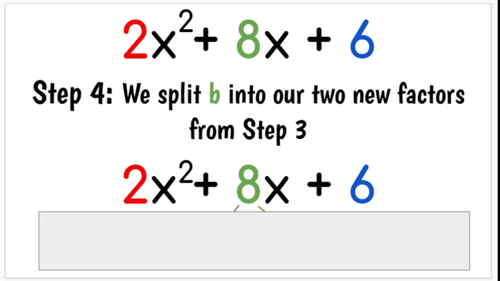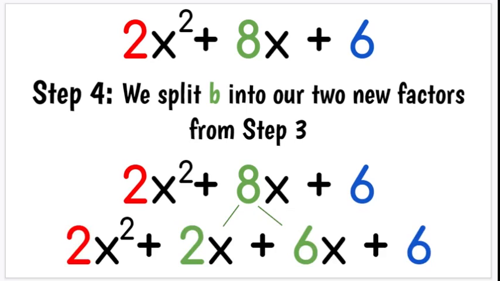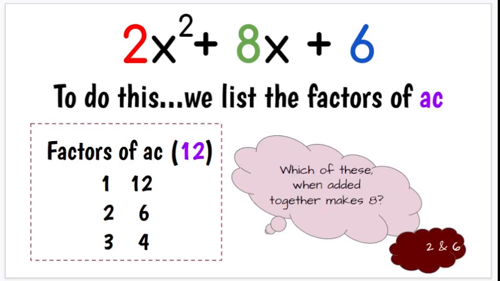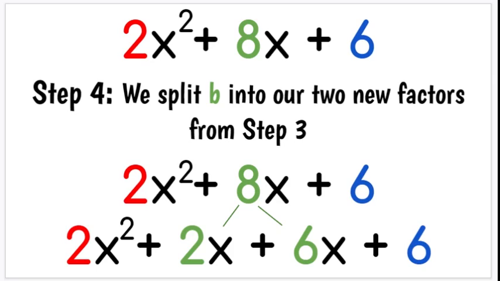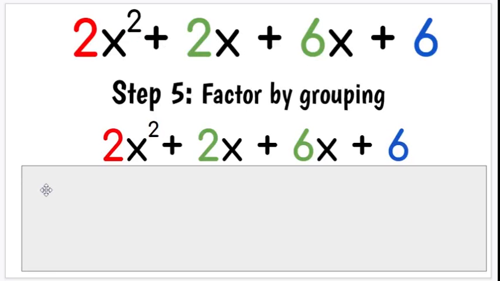So what I want to do is break the 8 up into the 2 and the 6 that we took from step 3. So remember, back in step 3, we looked at the factors of AC. We said that numbers that multiplied to 12 and added to 8 were 2 and 6. So we took the 8 that we started with and we broke it into 2 and 6. We just split the term into the two new factors.